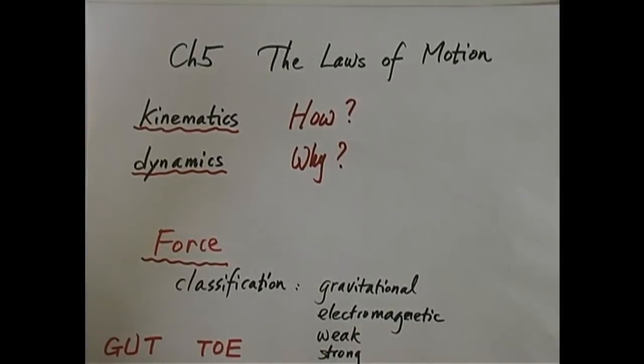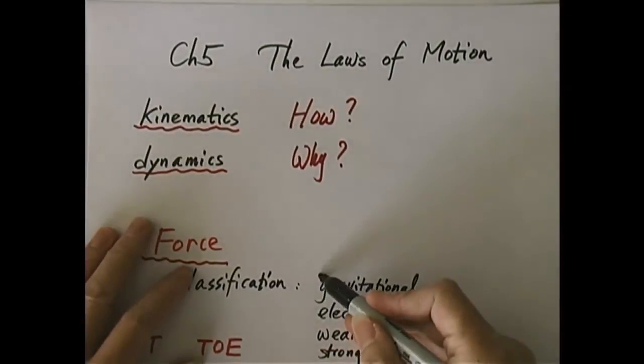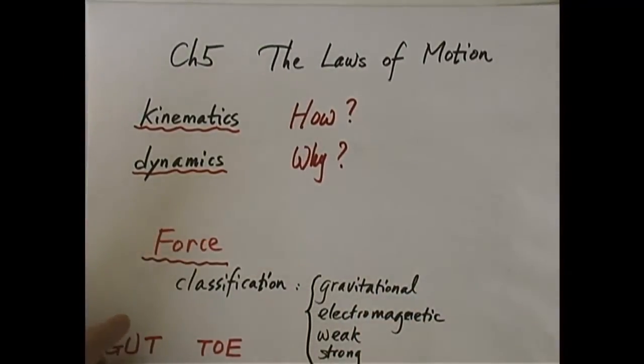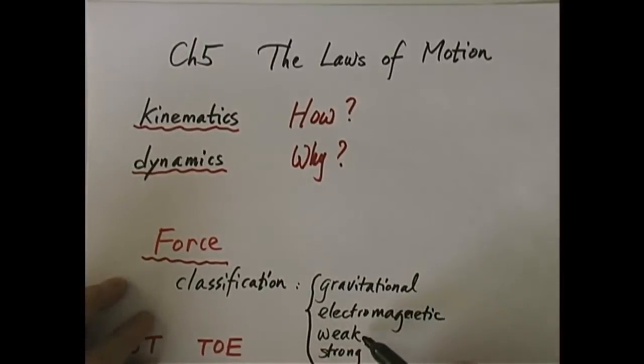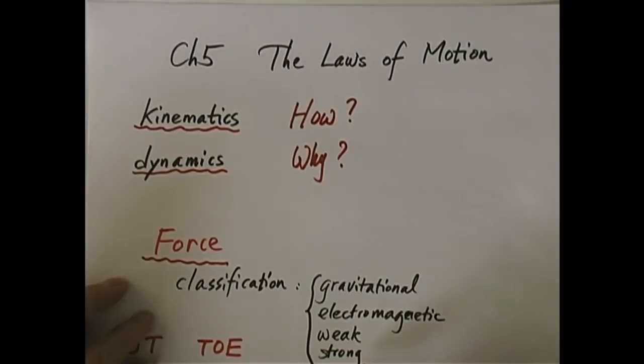Now, there are different ways to classify forces. Physicists like to classify forces according to their physical origin, the physical nature. To this end, we've identified 4 types of distinct forces. Gravitational, that has to do with weight. Electromagnetic, weak nuclear force, and strong nuclear force. These are fundamentally different forces. They have different physical origins.